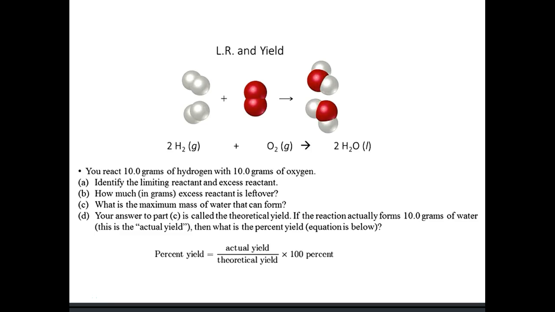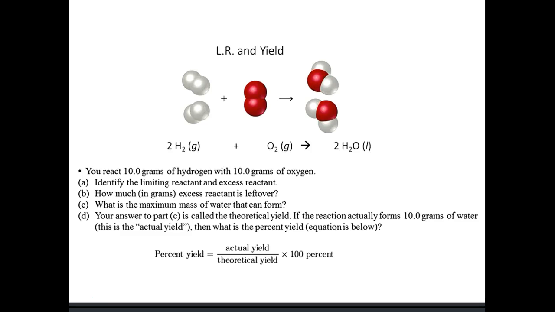Okay, so we have a problem. I'm going to react 10 grams of hydrogen with 10 grams of oxygen. And there's a whole series of questions all related to this problem. And one thing that you should understand is that a lot of times, and we'll talk about this as we do this problem, but a lot of times, for example, part A, identify the limiting reactant and the excess reactant.